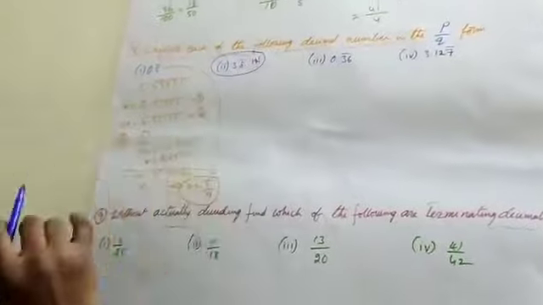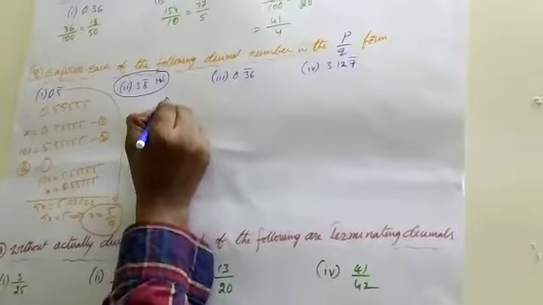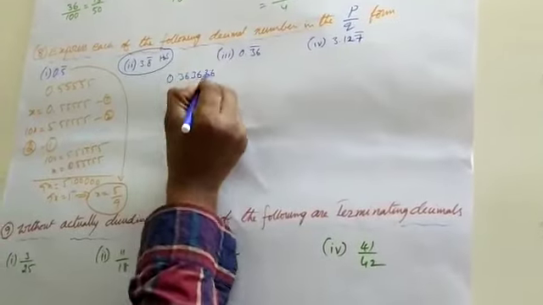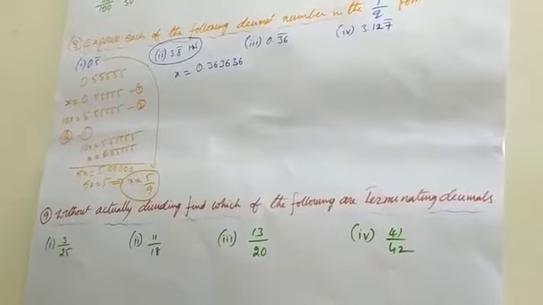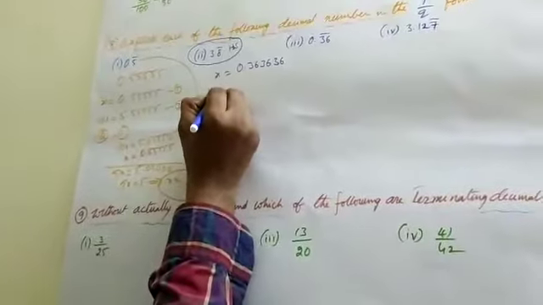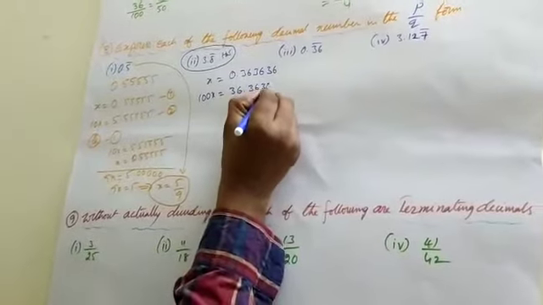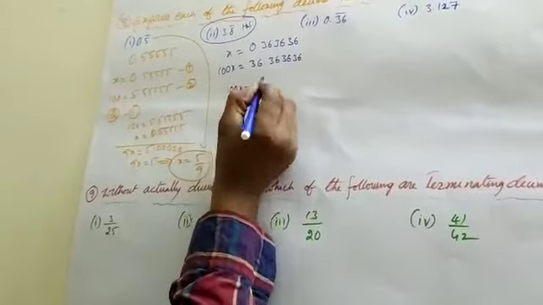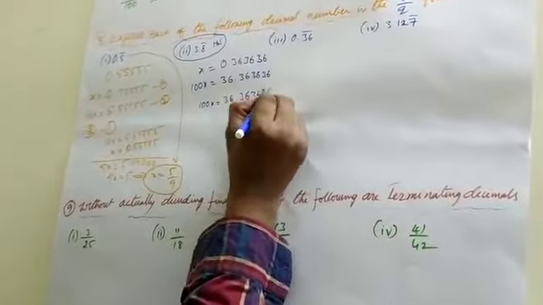Similarly, take 0.36 bar. 0.36 bar means 0, then the repeated number 36, 36, 36. How many times? So many times. Let us take x is equal to this. Therefore, multiplication with 100. Why? Because here are 2 digits. Therefore, multiplication with 100. 100x is equal to 36 point remaining 36, 36, 36, 36, many times.